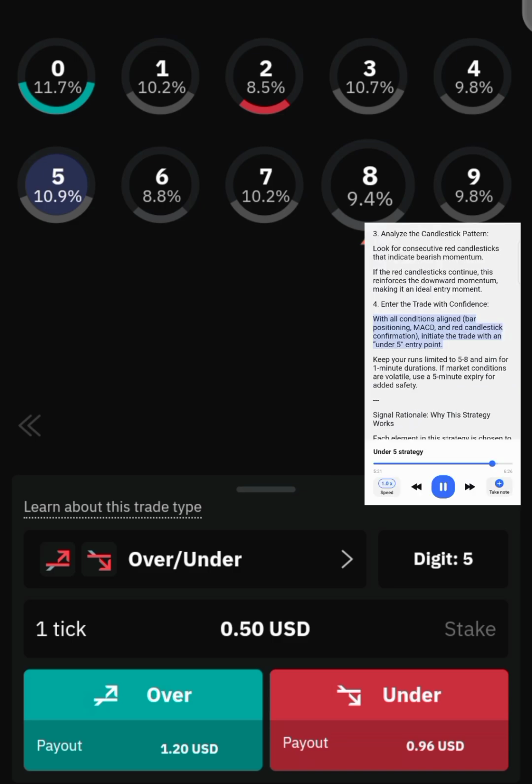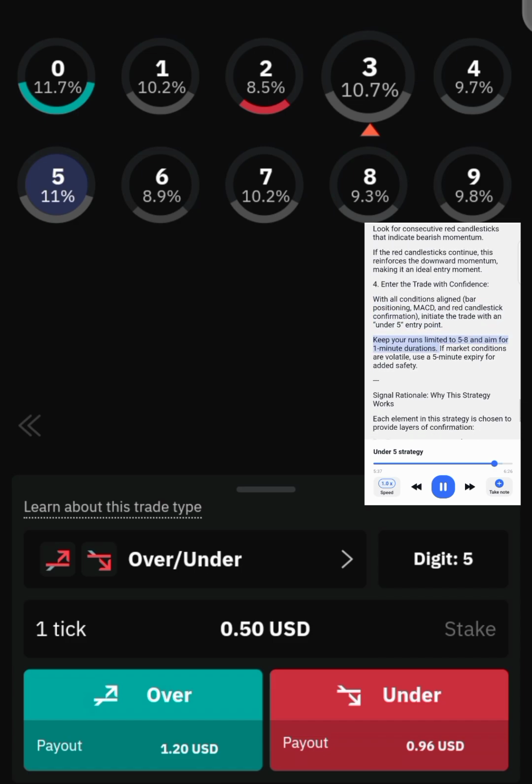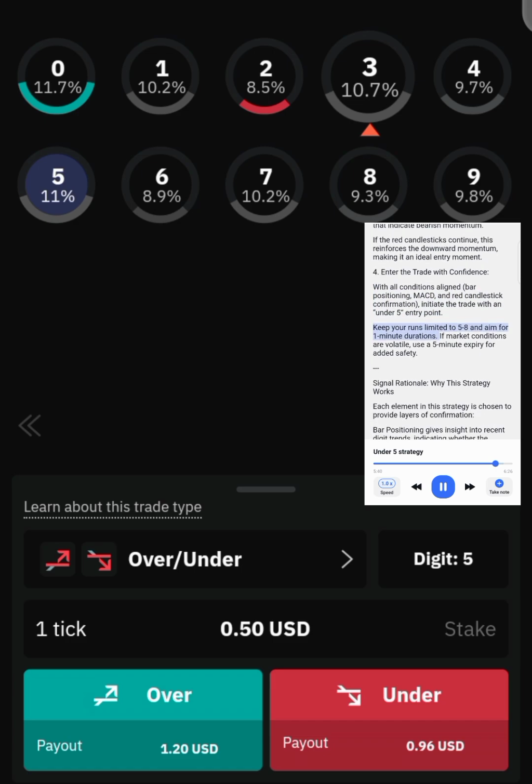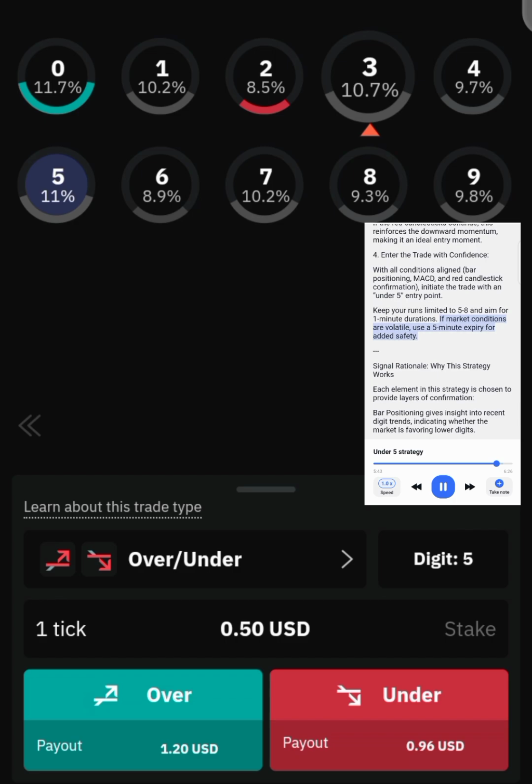4. Positioning, moving average convergence divergence, and red candlestick confirmation. Initiate the trade with an under 5 entry point. Keep your runs limited to 5 to 8 and aim for 1-minute durations. If market conditions are volatile, use a 5-minute expiry for added safety.